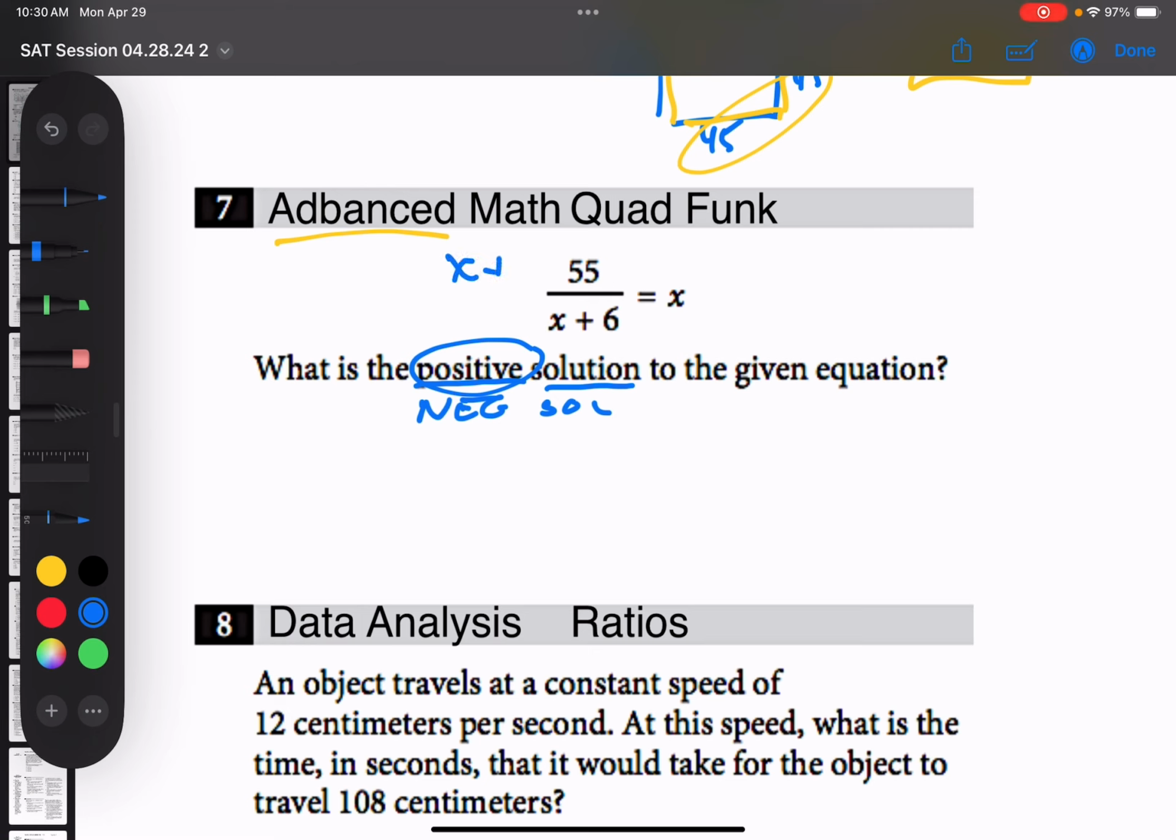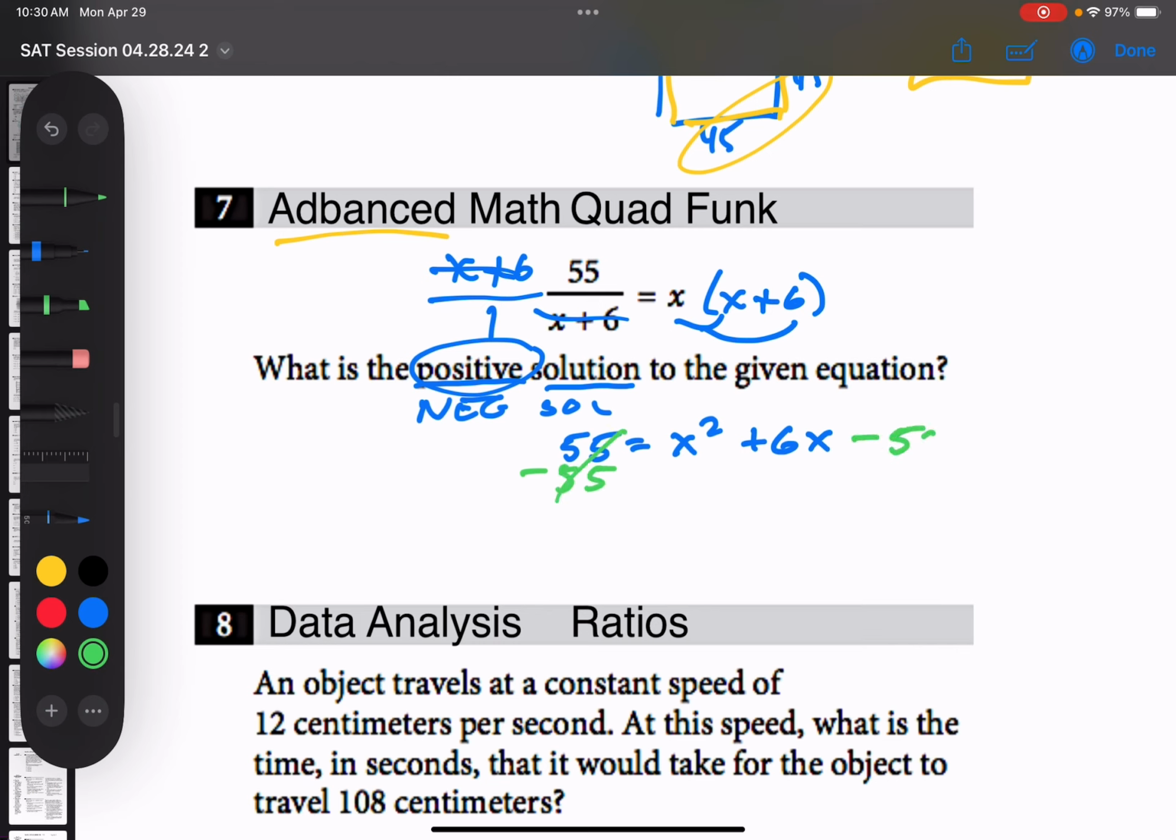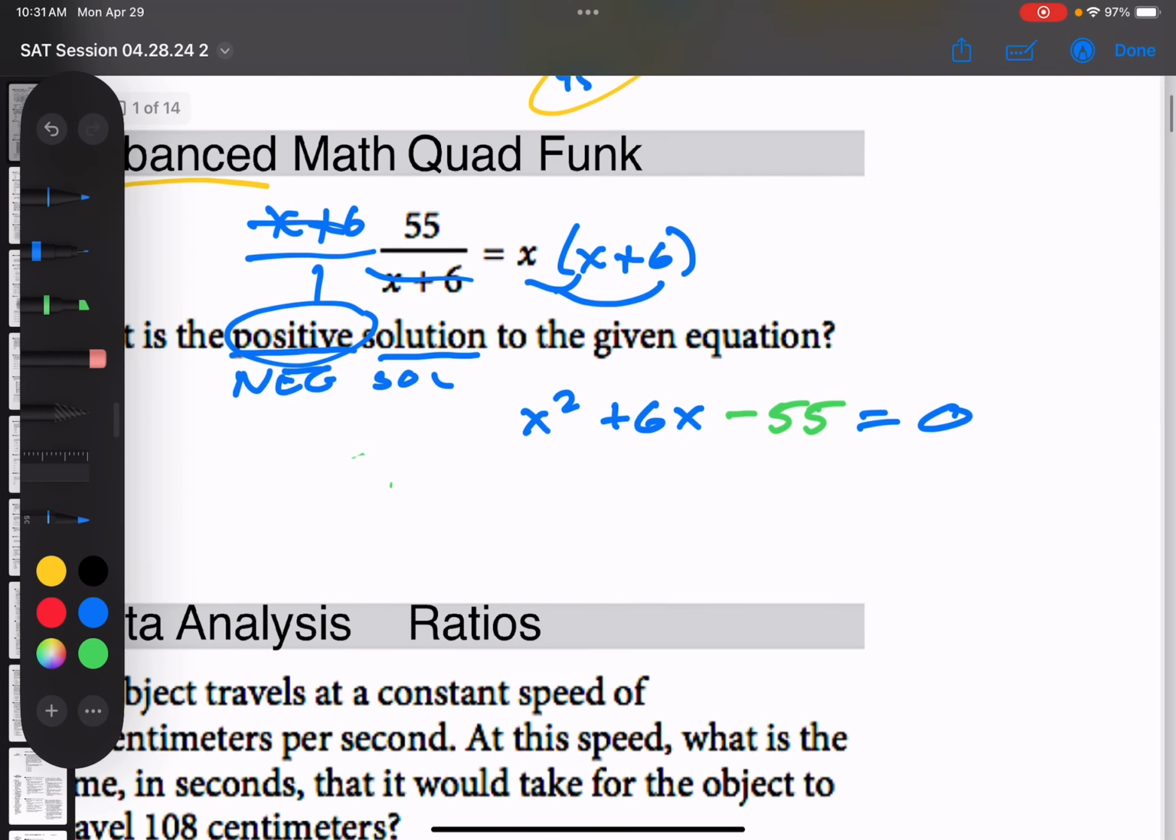We'll multiply both sides by x plus 6. This side we'll multiply by x plus 6 also. So this is going to cancel that. That's going to give us 55 is equal to, now we FOIL this. X times x is x squared. X times 6 is a positive 6x. And let's subtract the 55 from both sides so we can turn it to equal 0. If we subtract 55, that will die, but we put our negative 55 over here. Now that we got rid of the fraction, everything is set to equal 0. So I'll clean this up, and bang, this is what we're dealing with.